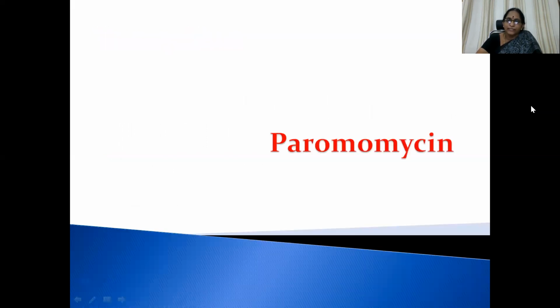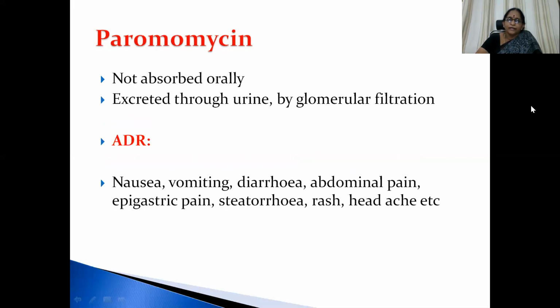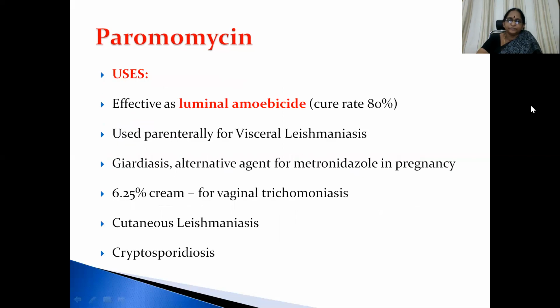Then comes paromomycin. It is an aminoglycoside antibiotic which acts by inhibiting protein synthesis and thus kills trophozoites. It also inhibits symbiotic flora and thus inhibits trophozoites. So both molecules have the same effect. It is not absorbed orally and is excreted through urine by glomerular filtration. It has several common ADRs: nausea, vomiting, diarrhea, abdominal pain, then steatorrhea, rash, headache, etc.